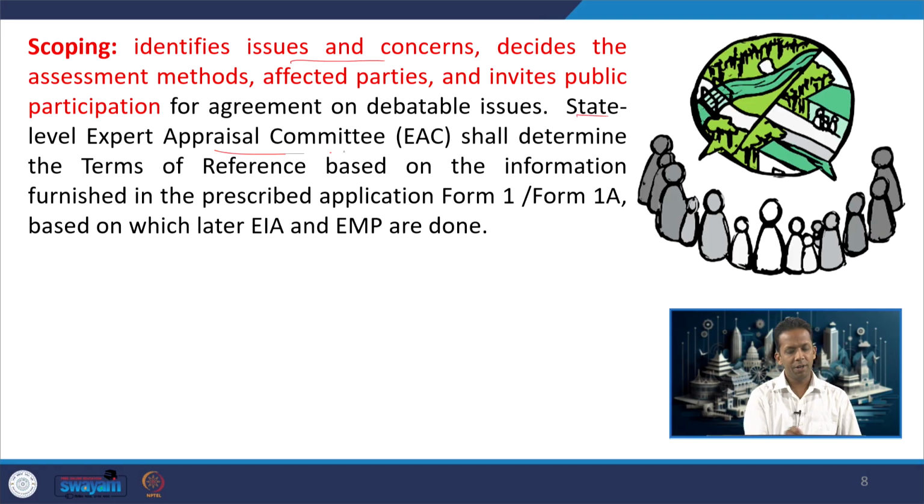So, generally the state level expert appraisal committee, EAC, will determine the terms of reference based on the scope or based on the information given in Form 1 or Form 1A, and it is on the basis of this terms of reference that a final EIA or environment management plan, EMP, would be done.